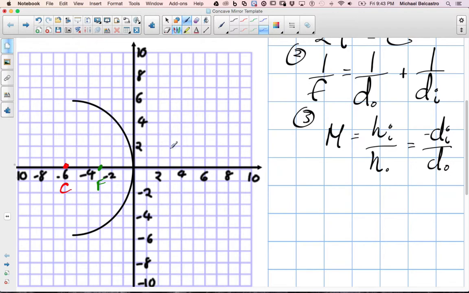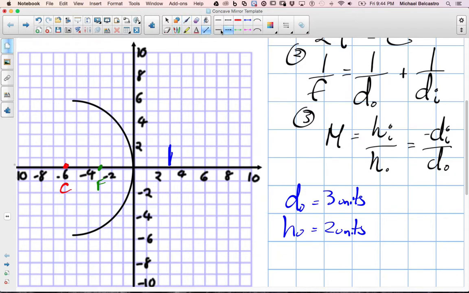So let's say we are at a distance of 3. This is 3 units from the mirror, and the height of our object is 2 units. So the distance of our object is equal to 3 units. The height of our object is 2 units. Okay, so let's just draw our rays to take a look at what this would look like, and then we can use our math to verify this information.